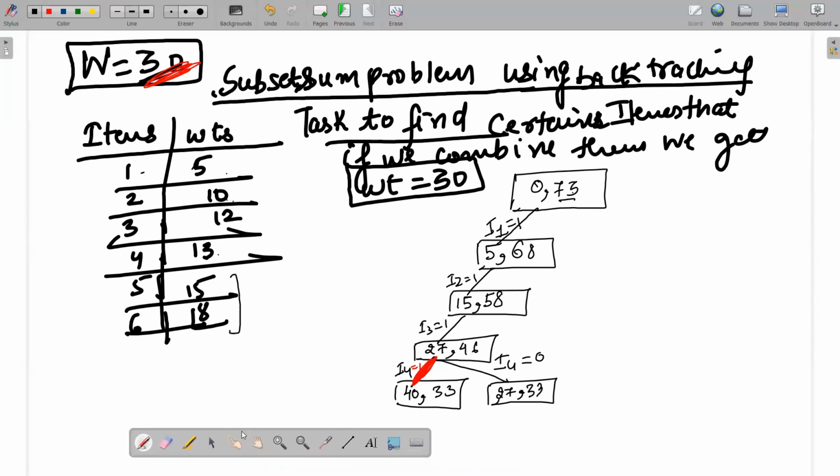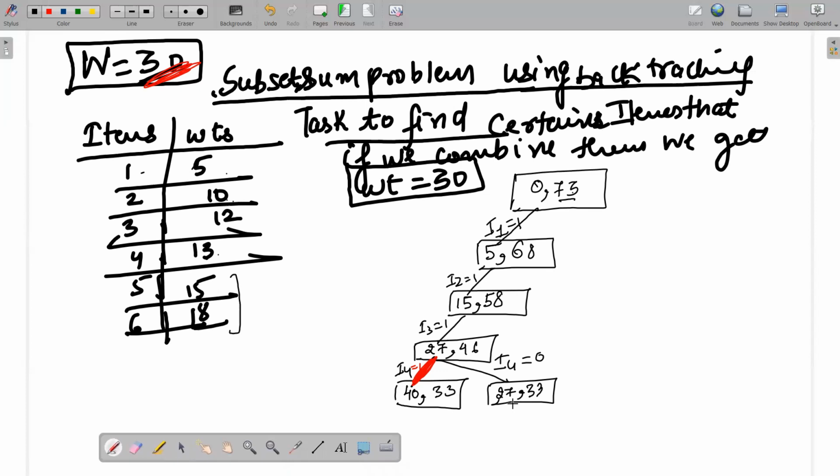Let's take another possibility by including item number 5 over here. So guys, I'm not taking item number 5 over here because even 40 is not possible, so how can we include 15 plus 18? It is not possible. So we include item 5 over here. If we include item number 5, what is the cost that we are going to get? So 27 plus 15, it becomes 42.